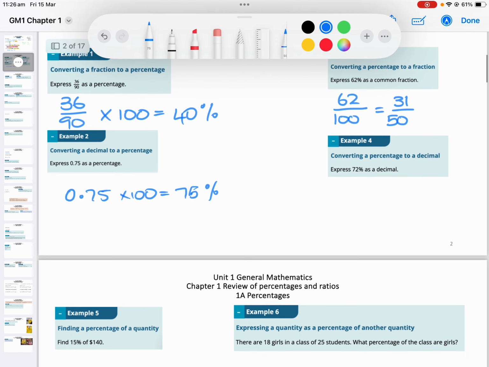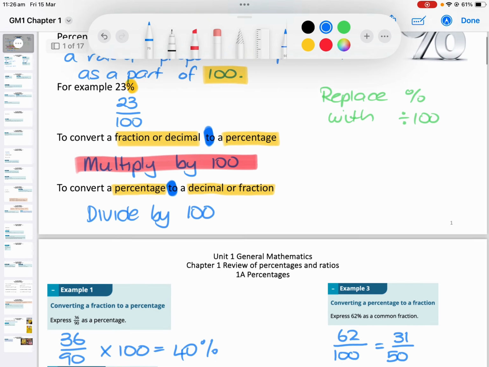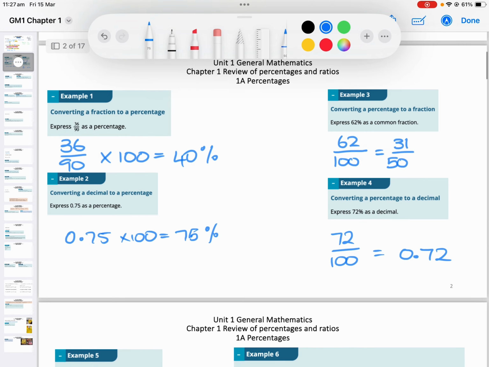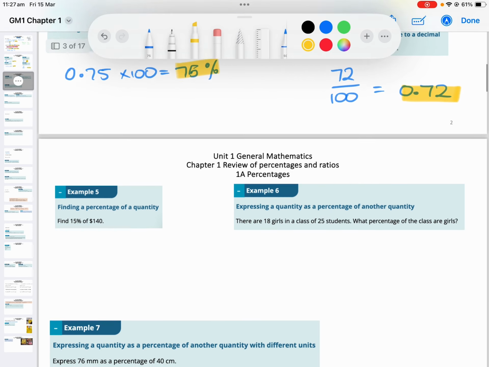And converting a percentage to a decimal. So 72%, we've already talked about it, replace percent with divide by 100. 72% is 72 divided by 100, and we get our calculator out, or you might know, 0.72. So there are some of the types of problems you'll get when you go and do exercise 1A.